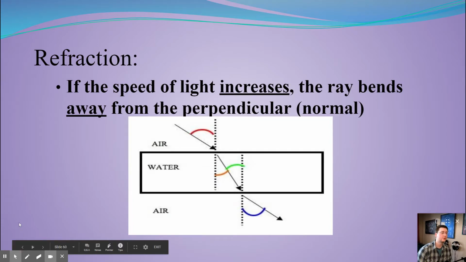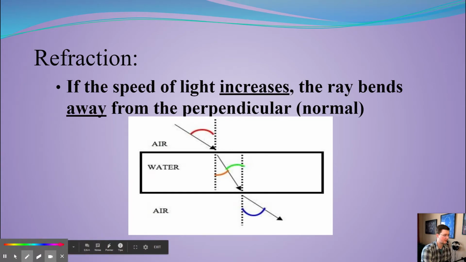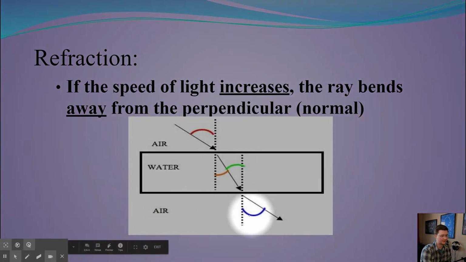Now the other rule is if the speed of the light increases, the ray bends away from that perpendicular or normal. Here's a situation where it might happen, in which we have air shining through maybe a glass of water. You can see it definitely bends down just like before, but after it has passed through, this blue line on the bottom is now getting larger than when it was in here. So we have this bend up and away, kind of lifts up a little bit if you want to think of it that way.